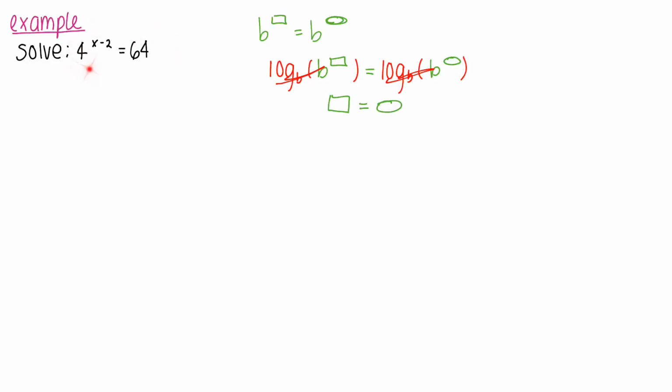So you're trying to look at each number and write them so that they have the same base. I happen to know that 64 is the same thing as 4 cubed. That's because I know my cubes. So I can write this as 4 raised to the x minus 2 is equal to 4 cubed.